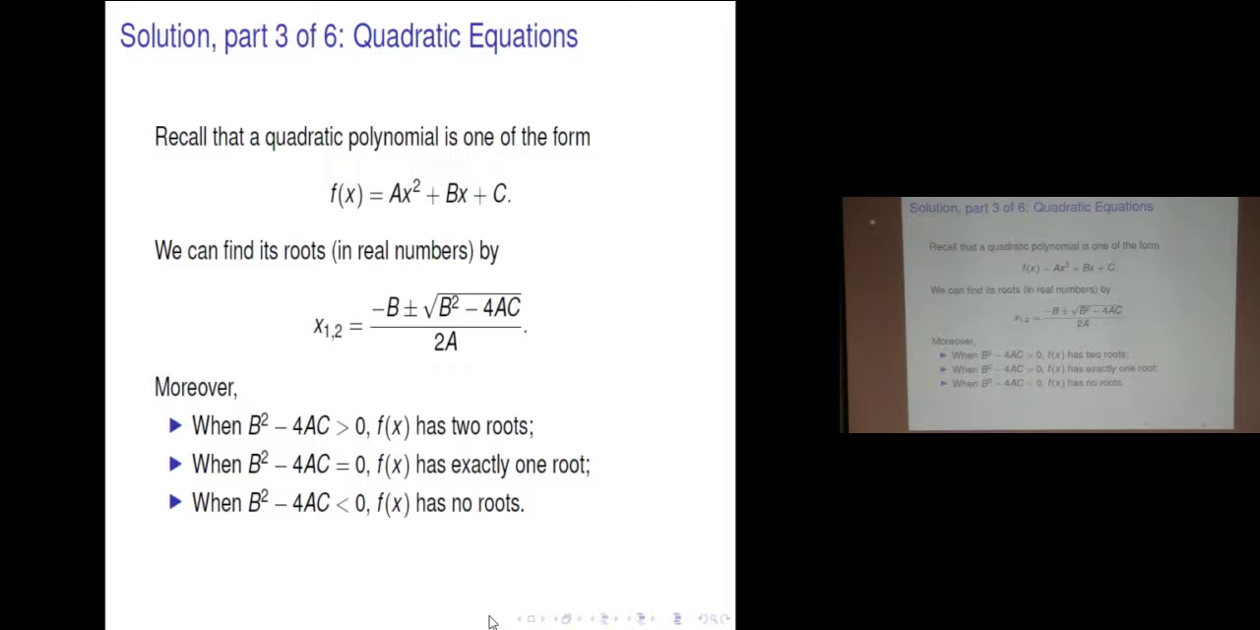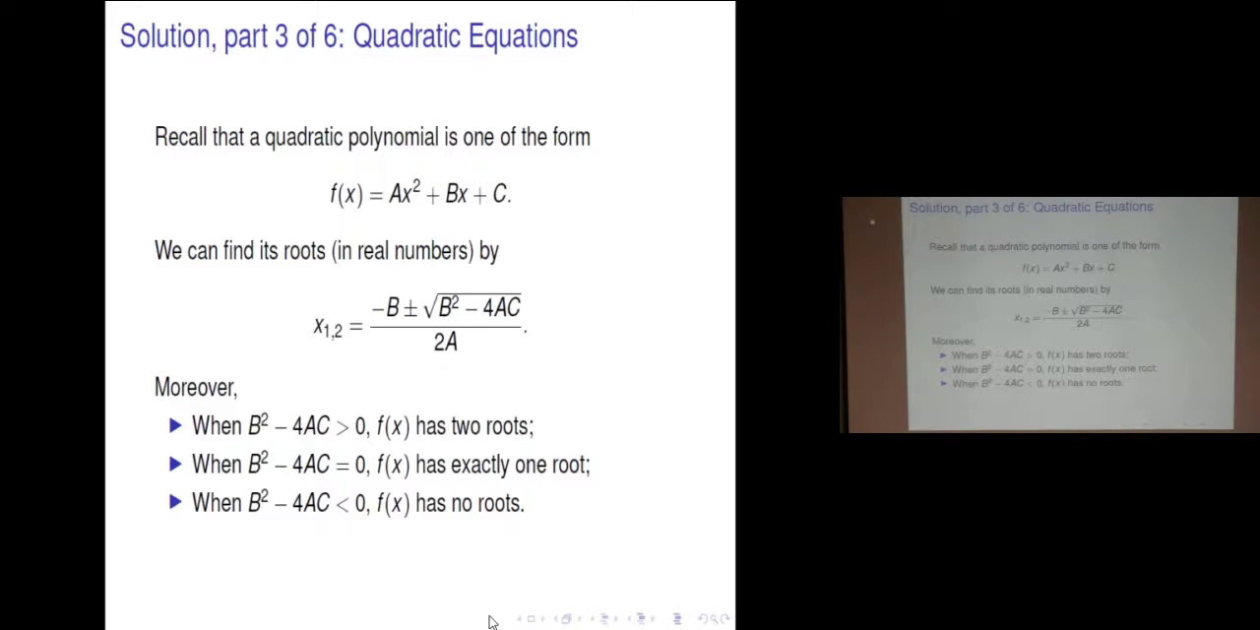Now the fact was, sometimes you get two roots, sometimes you get one root, sometimes you get no roots. Okay, so if the number under this square root, if b squared minus 4ac is bigger than 0, then this gives you a positive number. So with this plus and minus, you get two roots, right?